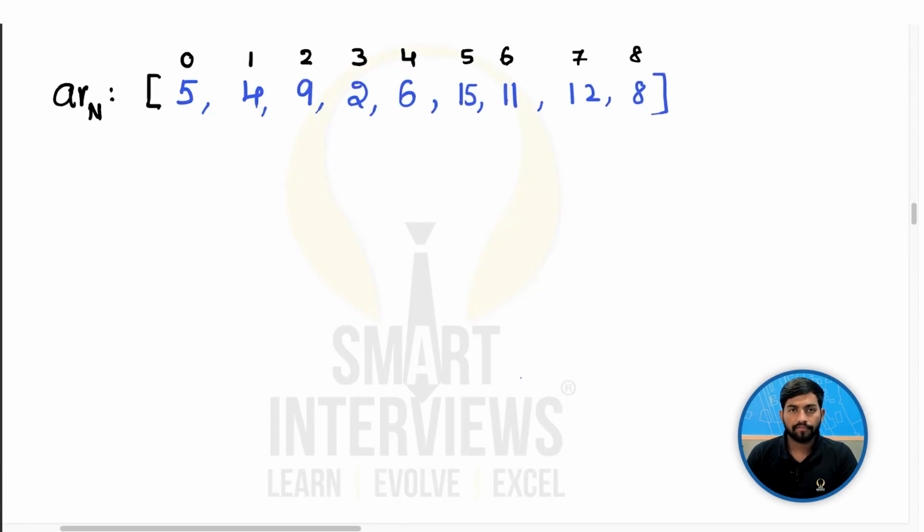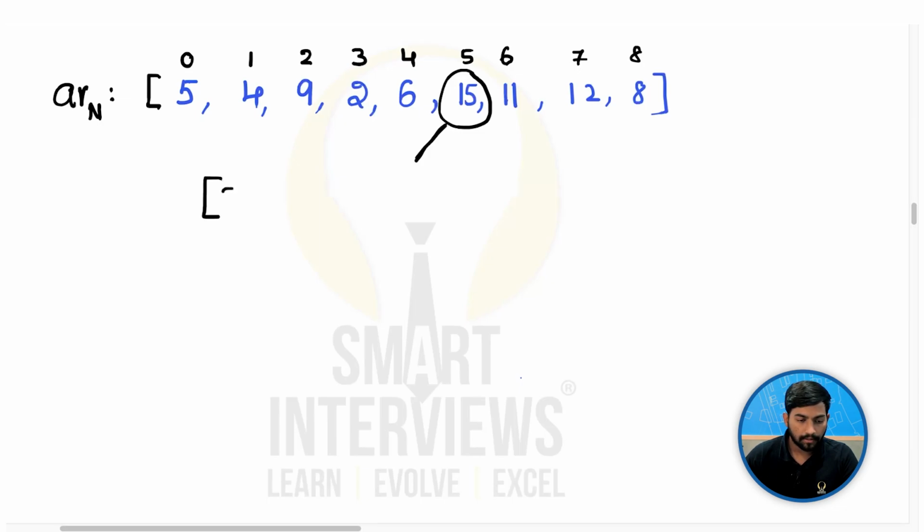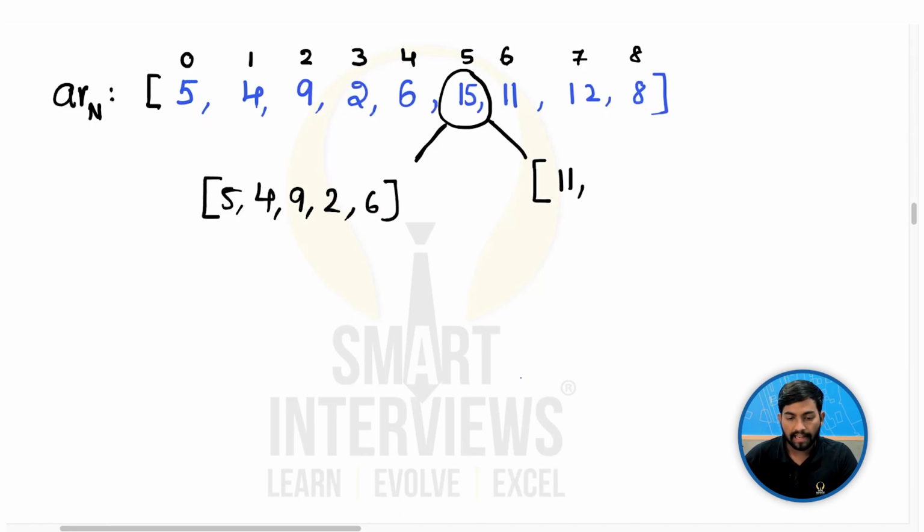You are given an array of size n. Now from this array, you will have to create a maximum tree. What is a maximum tree? So from this given array, first you will have to select the maximum element. In this case, it is 15. You will make it the root of the tree, and then the rest of the elements which are on the left of 15 will be present in the left subtree. And the remaining elements will be present in the right subtree.